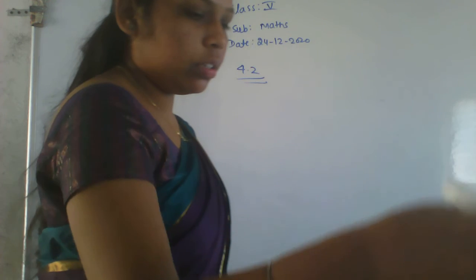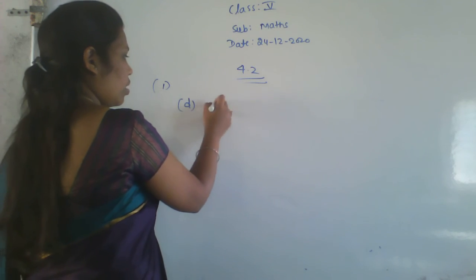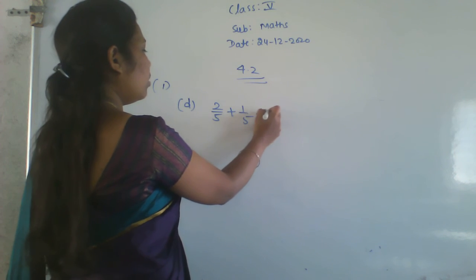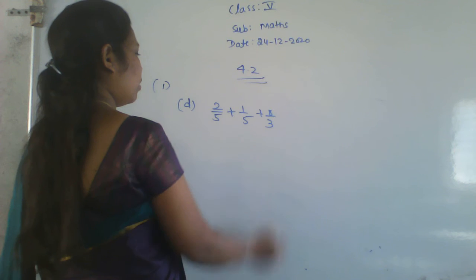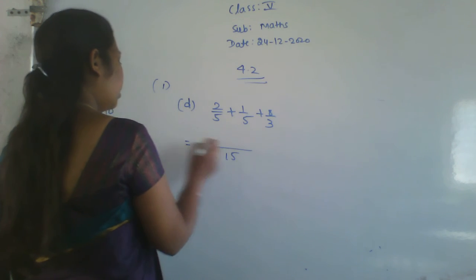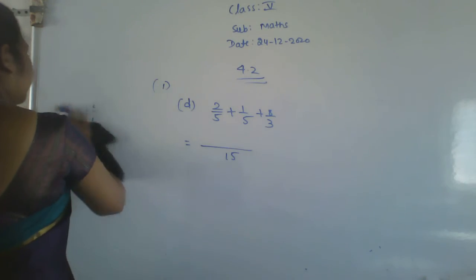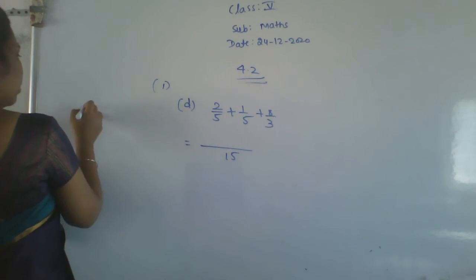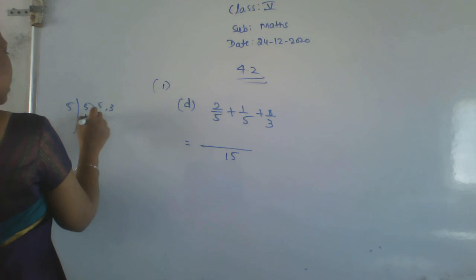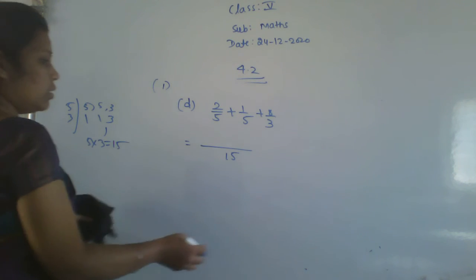Go to the D problem, that is 2 by 5 plus 1 by 5 plus 8 by 3. So what is the LCM here? The LCM is 15. 15 means 5 into 3, that is 15, is the LCM.